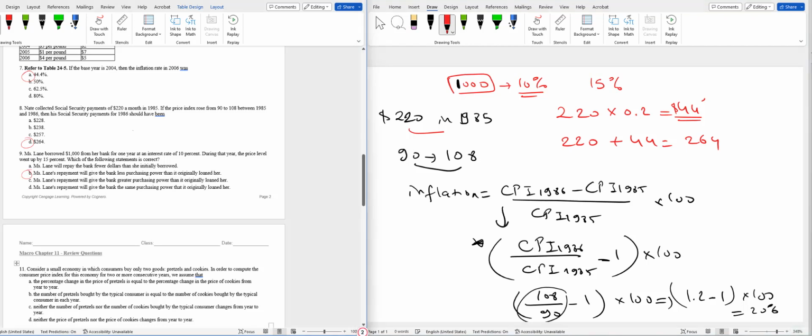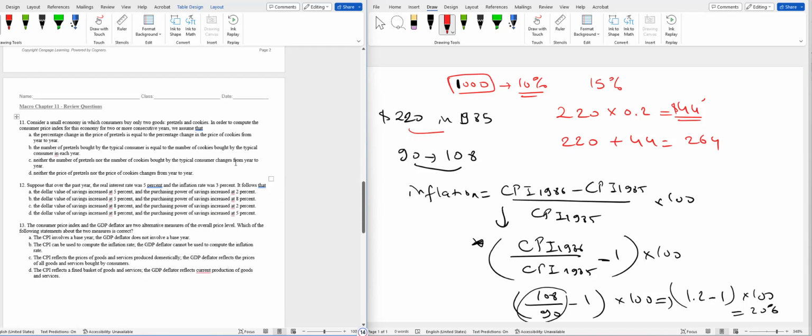Miss Lane's prepayment will give the bank less purchasing power than it originally loaned to her. Because with the 1,000 and the 10% interest on it, the bank will not be able to buy the same goods and services next year when the prices rose by 15%. So the minimum rate the bank loaned to her should be 15%. But since it's less than the inflation rate, the bank has dollars with less purchasing power.